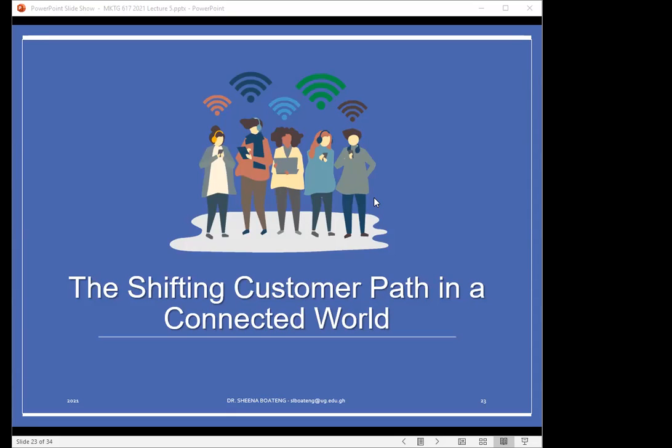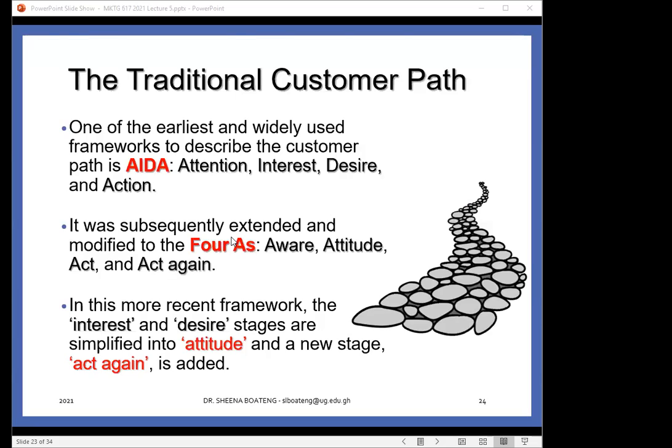So now let's look at the customer path, which we have said looks at the path straight from when the customer identifies a need that has to be satisfied to after they have consumed a product or service that they have identified, which they have procured in order to satisfy this need that they have recognized, right? So in discussing this, we need to look first of all at the traditional customer path, which is the customer path that existed prior to the era of connectivity, right?